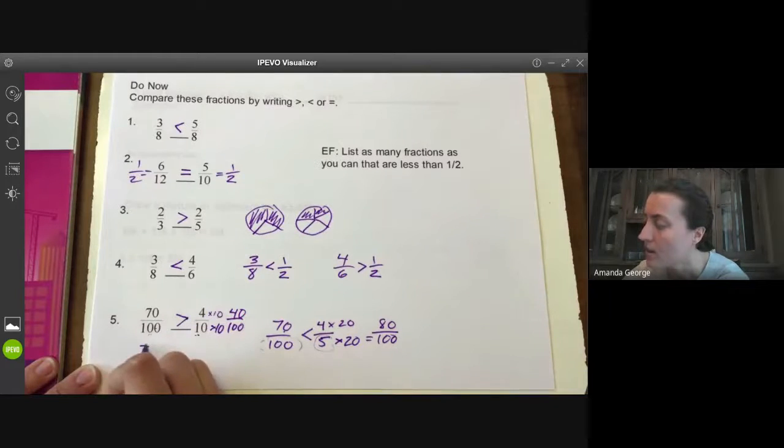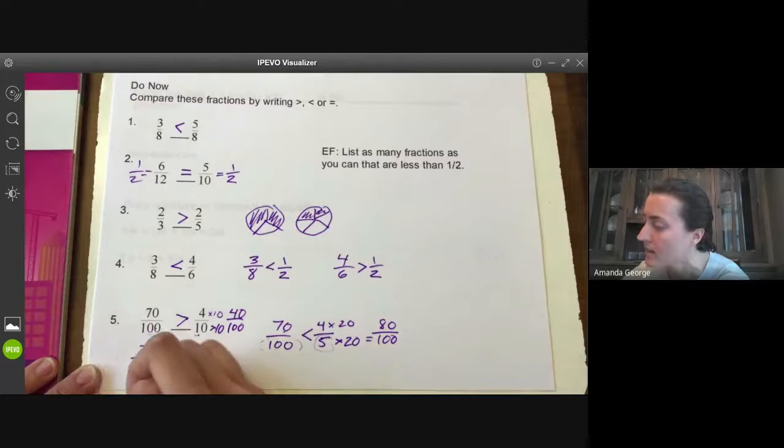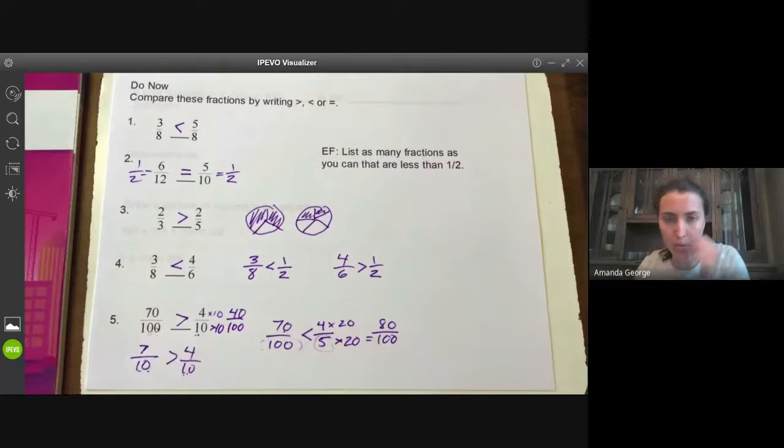You could also divide numerator and denominator by 10, right? 70 hundredths is 7 tenths, also greater. I'm seeing some connections on that. So once we have the same denominator, then we're really in business. It's easy to compare. Any burning questions about the do now?